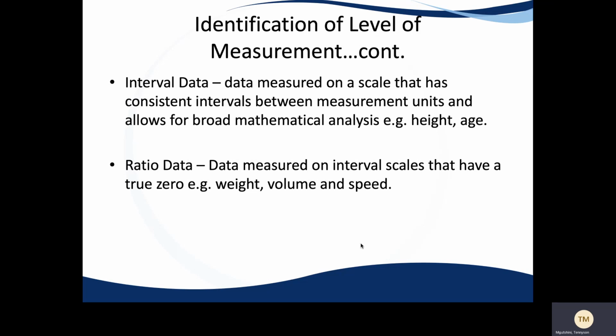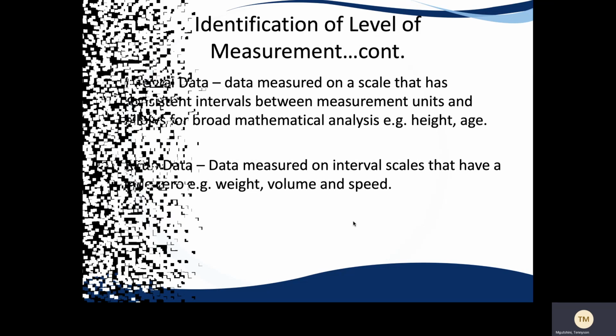And finally, there's what we call ratio data, which is really interval scale data, but it has a true zero. So for example, with someone's weight, you can compare people's weights, and there is an absolute true zero. You don't have someone who is minus 5 kgs. So everything stops and dies at that zero point.